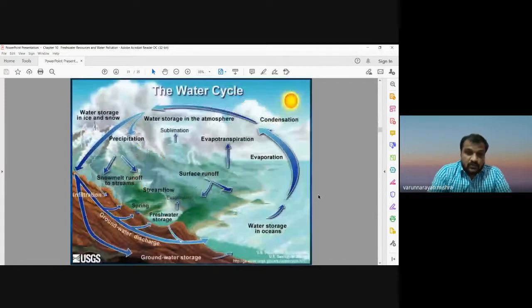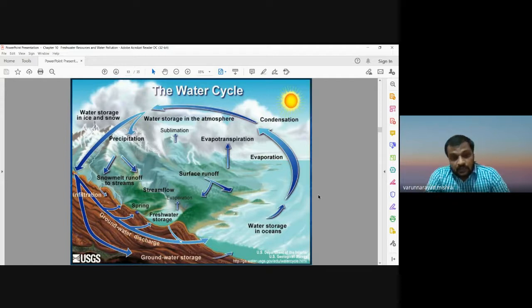This is another figure showing the water cycle. Here you see that the water cycle has multiple components. It starts from condensation, then water storage in the atmosphere, then it is converted into precipitation, then it falls on the earth's surface as snowfall or water. Then there may be infiltration. When water falls on the land surface, infiltration takes it underground, where it is used for underground water recharging.